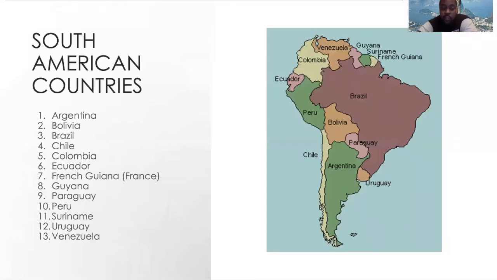All right, so one of the things we learned about South America is we know that there are 13 countries in South America, with Brazil being the largest. Okay, so in alphabetical order, the first being Argentina, Bolivia second, third is Brazil, fourth is Chile, fifth is Colombia, sixth being Ecuador, seventh being French Guiana, which is France, eighth being Guyana, ninth being Paraguay, 10 being Peru, 11 Suriname, 12 Uruguay, and 13 Venezuela.